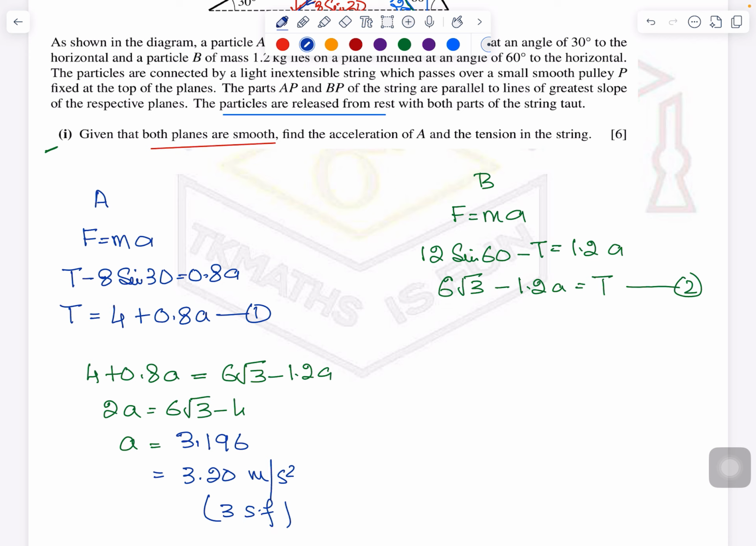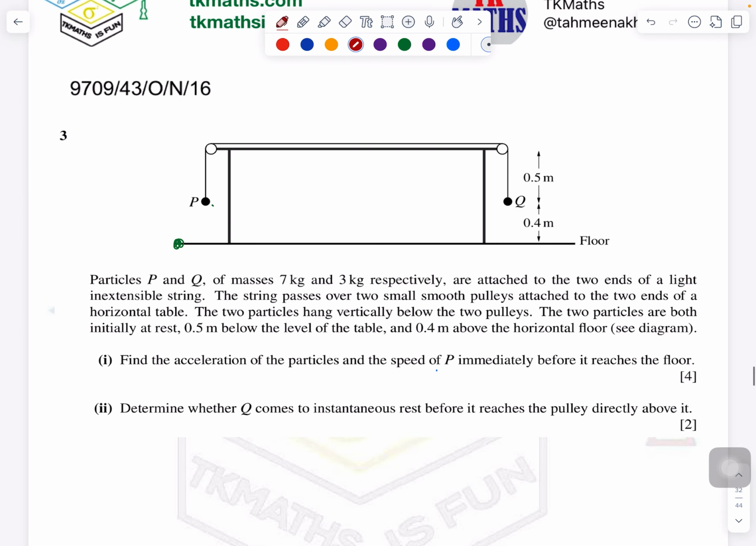Now to calculate the tension, you can substitute this value of A in either equation 1 or 2. So I am substituting it in equation 1. So T equals 4 plus 0.8 times the value of A. Remember, don't substitute the rounded-off figure, use the actual figure, so that your next answer is not compromised. In 3 significant figures, we got the tension and we got the acceleration. Okay, so now let's do the second question.